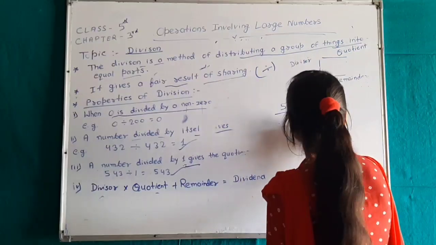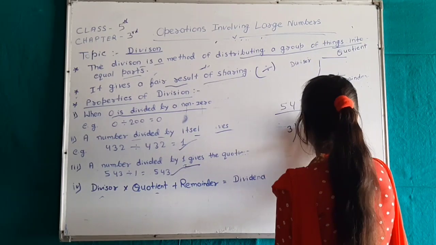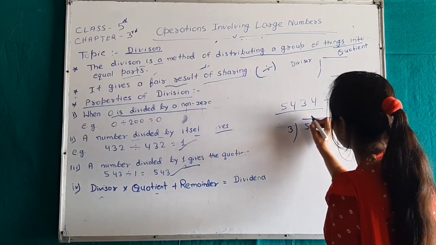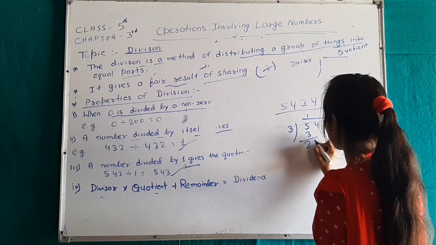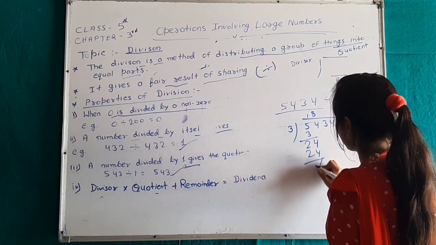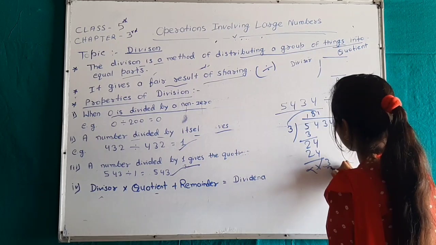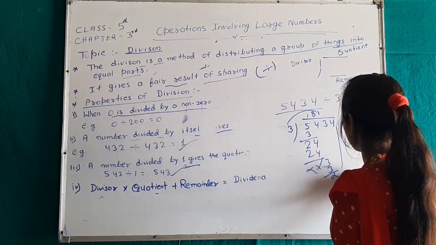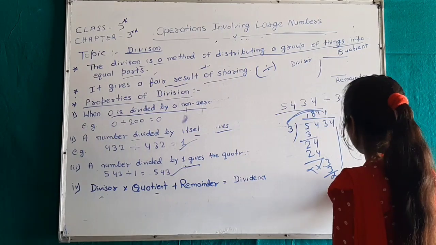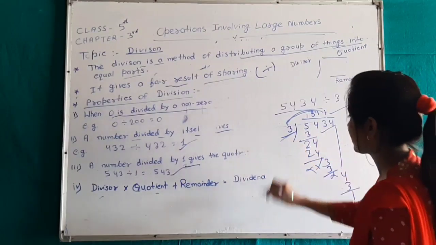For example, this is our dividend: 5434. We have to divide it by 3. 3 into 1, we get 3, and here is 8, we get 24. Multiply 1, we get 3, and here is 4. This 4 is here, and 3 into 1, we get 3. Here is 1. This is our remainder, this is our dividend, this is quotient, and this is divisor.